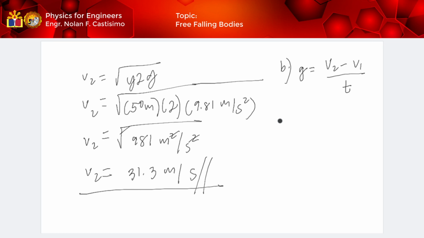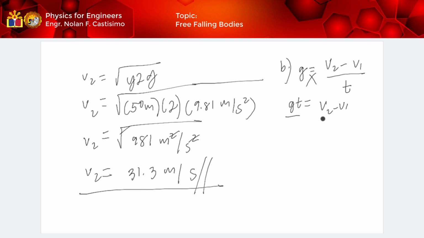So, all formulas are usable in any circumstances as long as na-identify natin kung ano yung motion niya. Upward ba or downward? Okay? So, cross multiply lang ulit natin. So, we will have GT is equivalent to V2 minus V1. So, manipulate lang natin yung formula para makuha natin yung exact formula to be used to find the unknown.